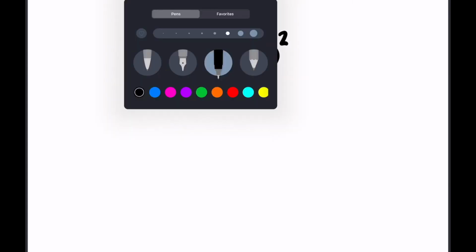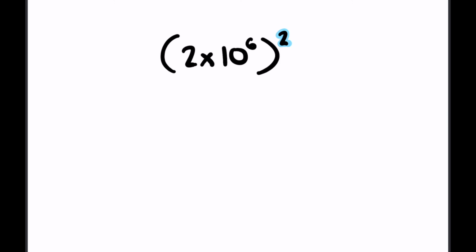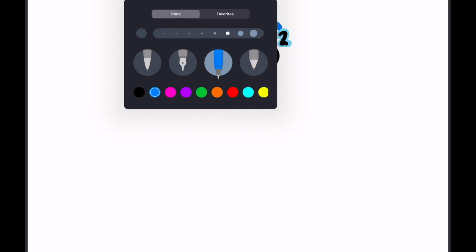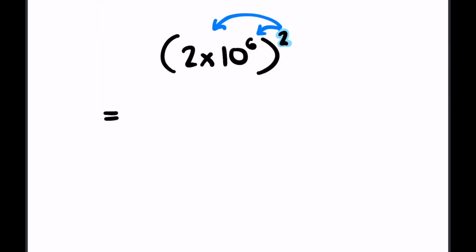If I have 2 times 10 to the power of 6 all squared, this exponent on the outside now belongs to the 2 as well as to the 10 to the power of 6. So I'm going to square the 2, and 2 squared is 4 times 10 to the power of 6 times 2, which is 12.